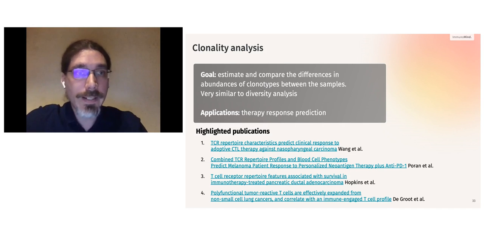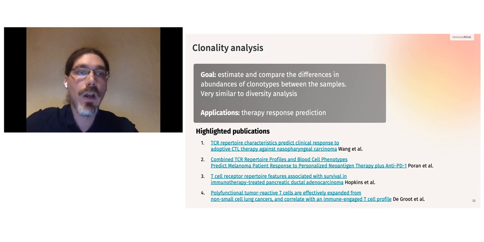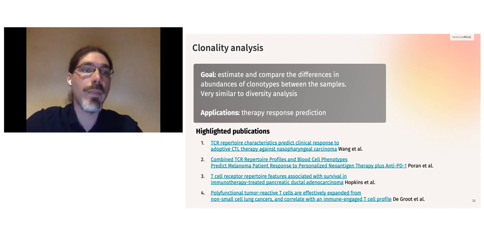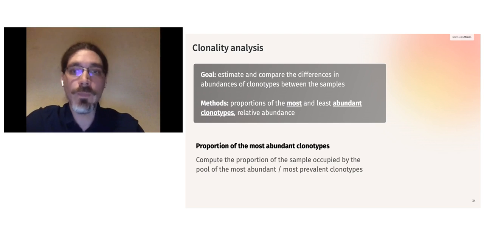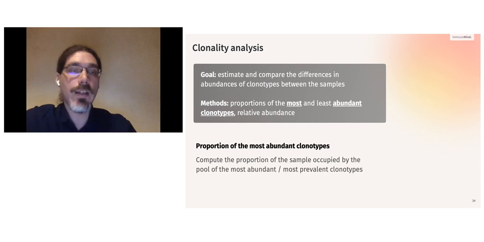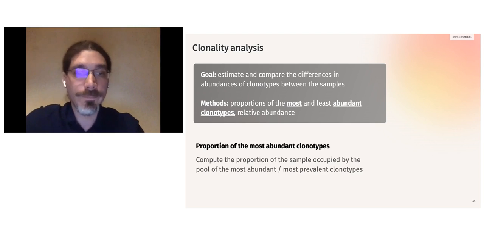So, clonality analysis. The goal here is to estimate and, of course, compare the differences in abundances of immune receptors between different samples. There are several methods to do it. The first method is the proportion of the most abundant clonotypes. As I said, the idea of clonality is to look at these anomalies. So let's look at any interesting anomalies or distributions among the most abundant clonotypes.